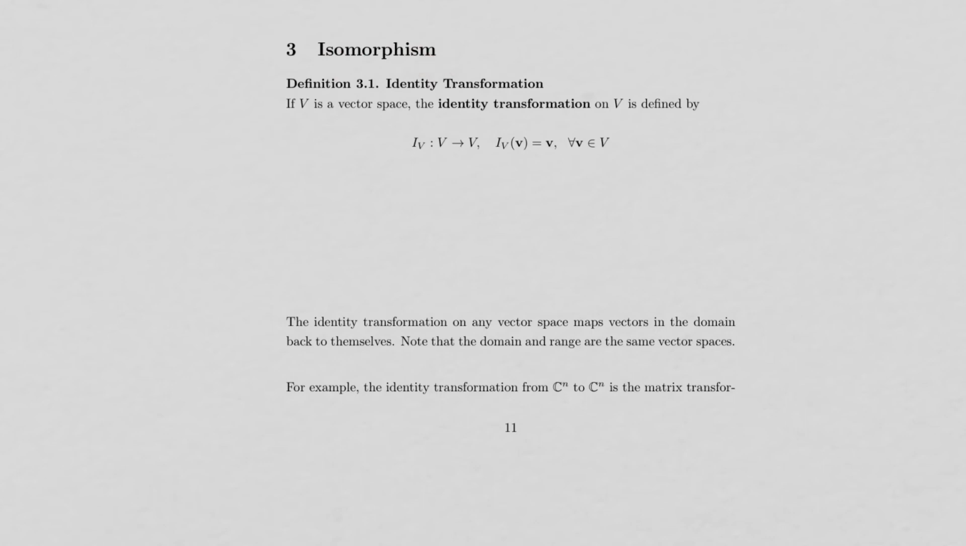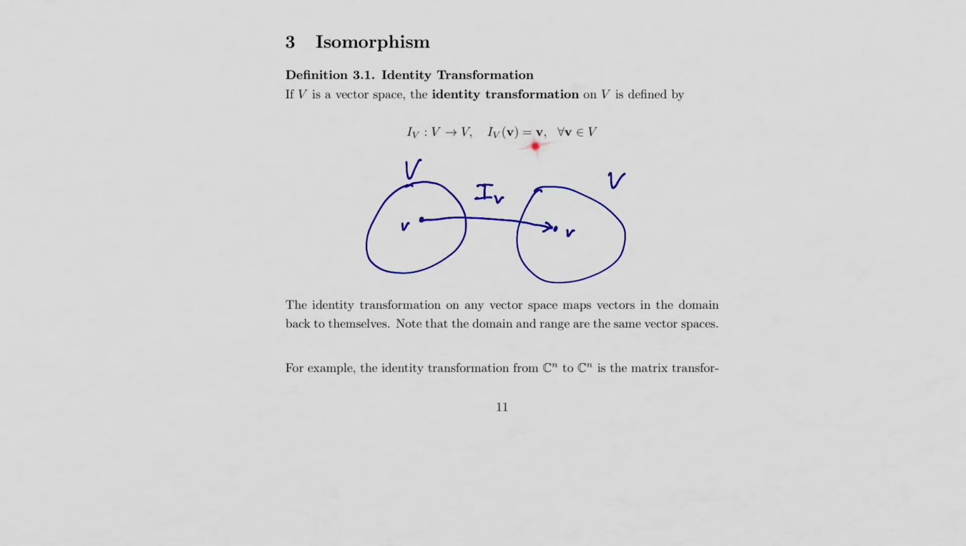Okay, now we come to the main topic of this video, which is isomorphism. We'll start with the definition of the identity transformation. So if V is a vector space, the identity transformation on V is written with a capital I and a subscript V. So we don't use T, we use a special letter, capital I, and subscript V to indicate what the domain and the codomain are. Notice that this is a transformation from V to V. And the function rule is the identity transformation of v is just equal to v for all v in V.